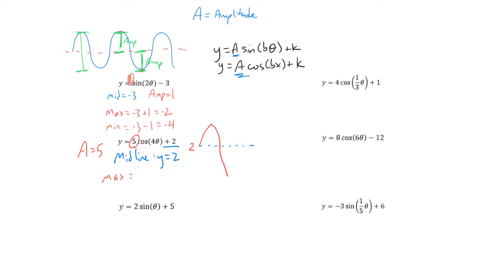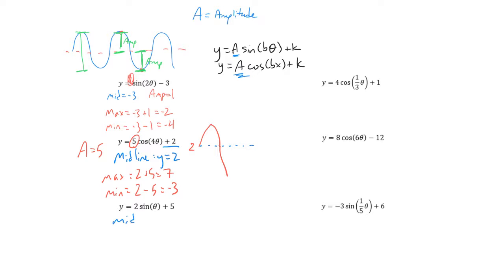So my max should be 2 plus 5, which is 7. My min should be 2 minus 5, which is -3. Okay, so the max and the min does not necessarily equal the number that's in the front. Okay, again, this next problem, I guess I didn't number them.